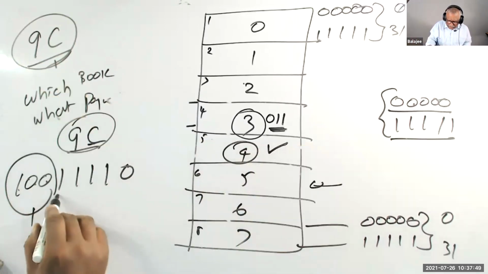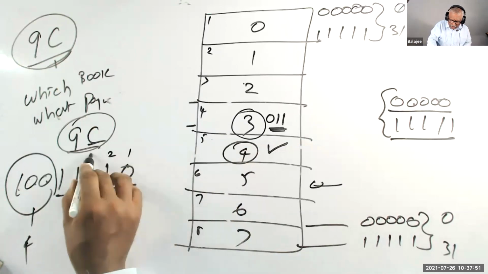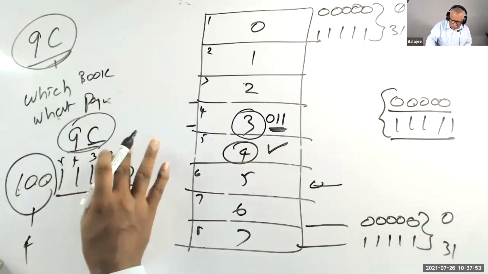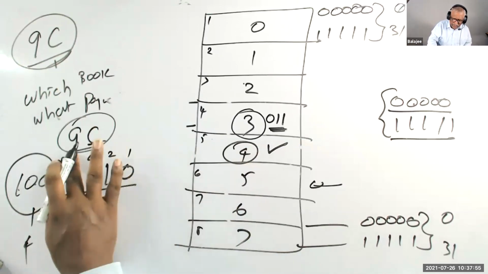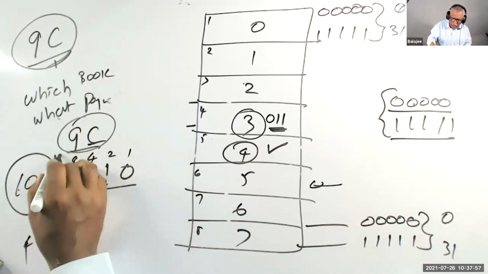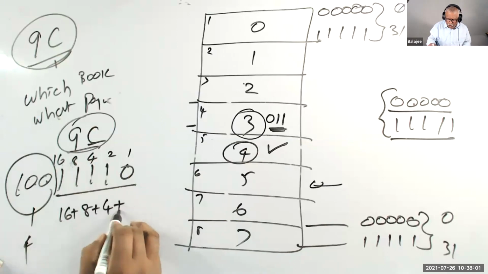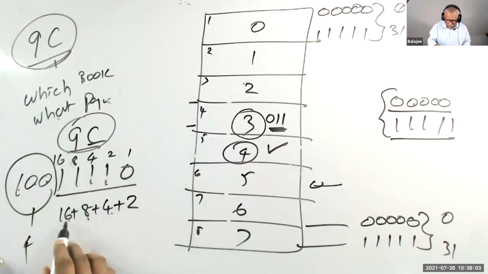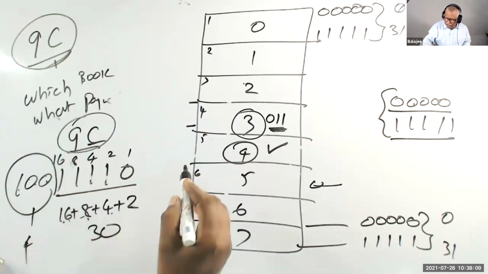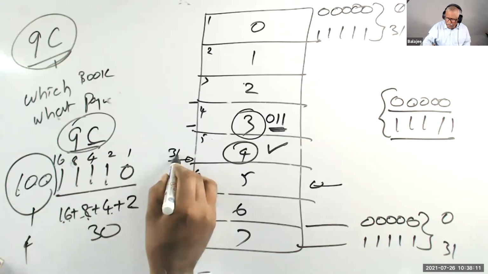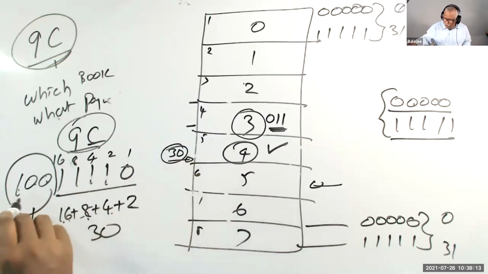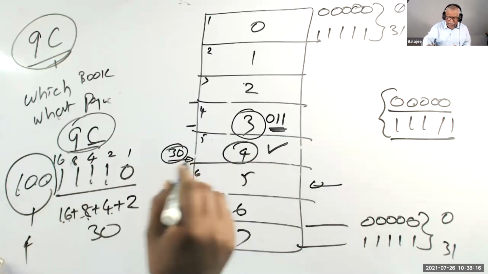Then what is this page address? 1, 2, 4, 8, 16. So 16 plus 8 plus 4 plus 2. How much? 24 plus 4, 28 plus 2, 30. That is the 30th page. That is, on the 4th notebook, the 30th page is 9C.